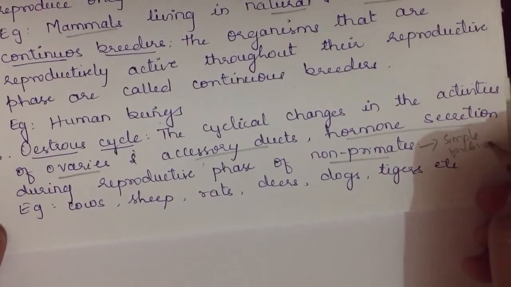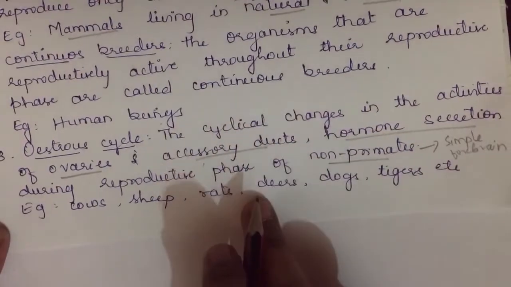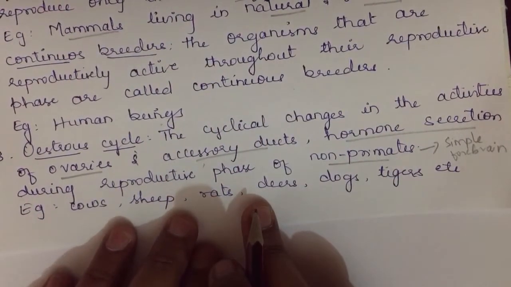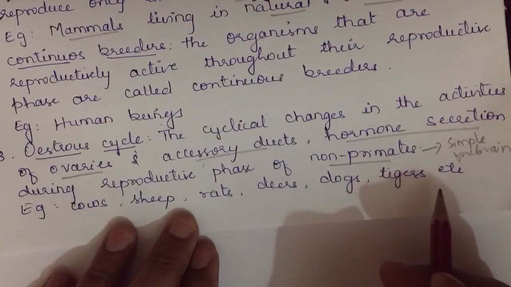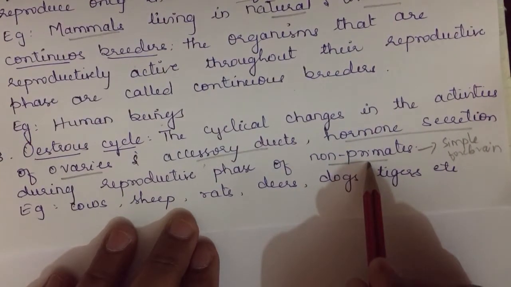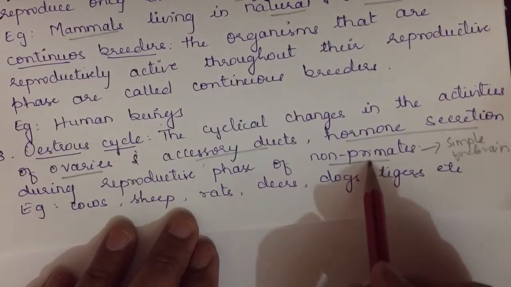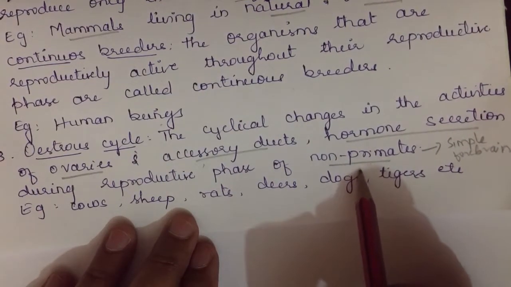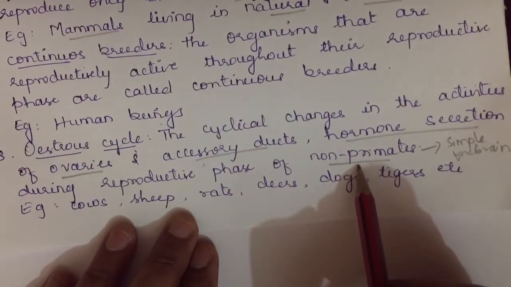Whereas primates will be having complex forebrain. Non-primates will be having simple forebrain. Primates and non-primates are orders of mammals. Mammals is a class, and in that you will get an order called primate and a non-primate.